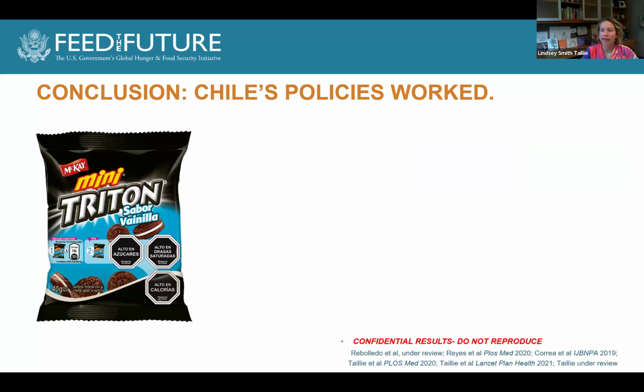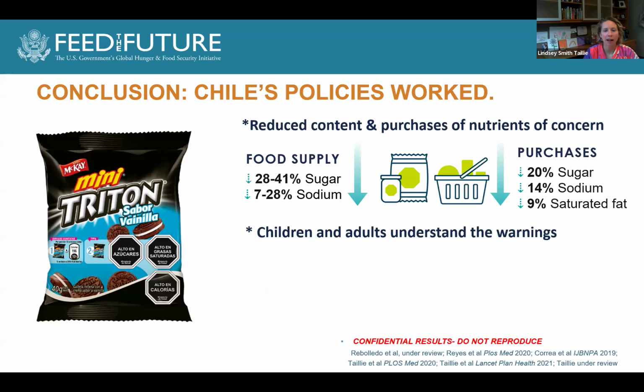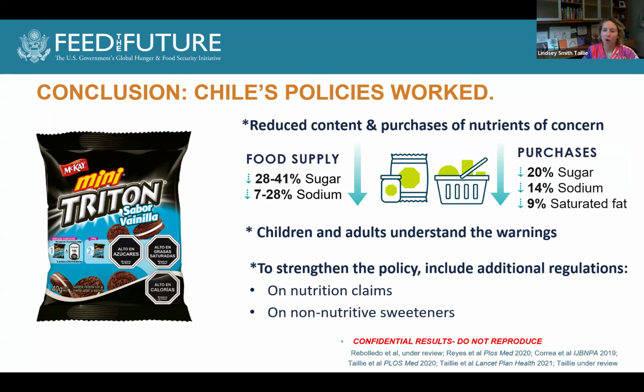Okay, so what do we take away from the Chilean policies? On the whole, we saw that they worked. They reduced nutrients of concern in the food supply. They reduced consumers' purchases of these nutrients of concern. They reduced consumers' purchases of the most unhealthy foods. We saw that children and adults understand the warnings.